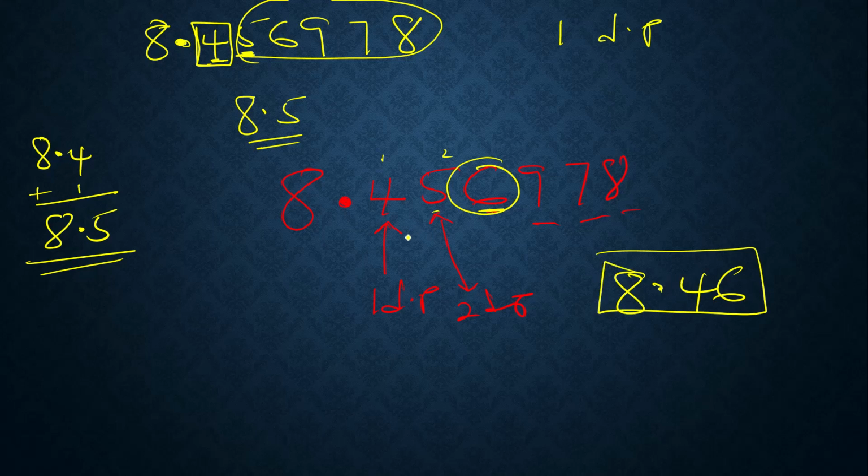All right, let's look at 3 decimal places. 1, 2, 3. And the next number is what? 9. So I'll just add 1, making 8.457. All right, in that order. So let's try the following.